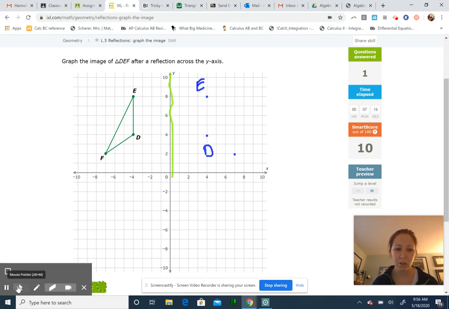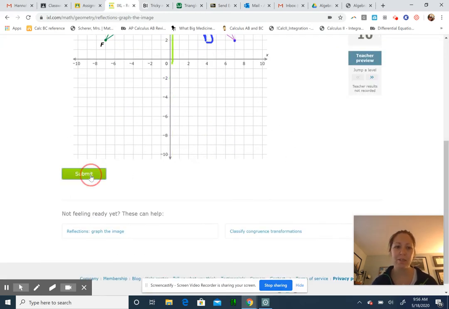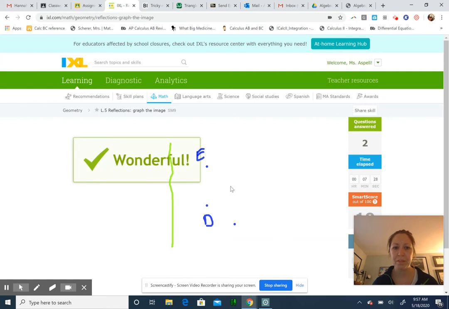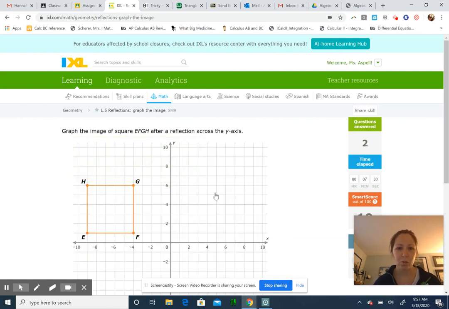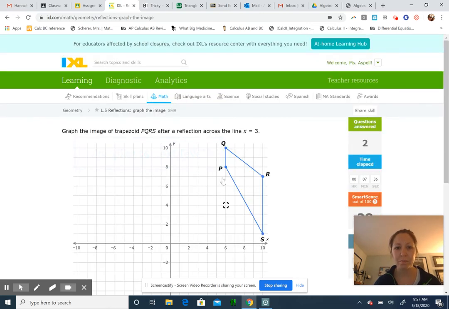Then we're going to go to the IXL here, and I'll show you that I'm going to go D, E, F. It automatically makes your triangle, so you don't need to go back to the beginning. Hit submit. And we're doing wonderfully. So same thing here across the y-axis. You guys got that one down, or hopefully.